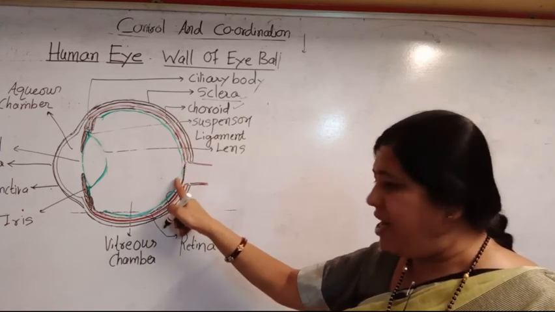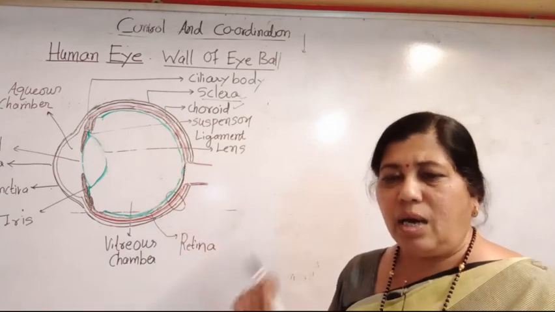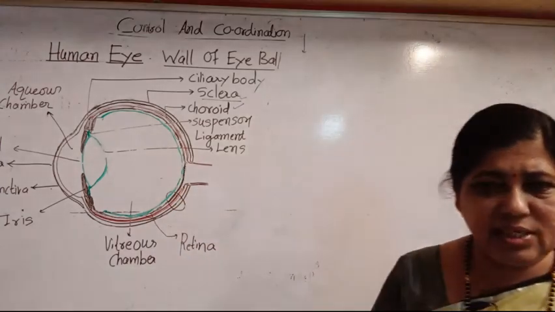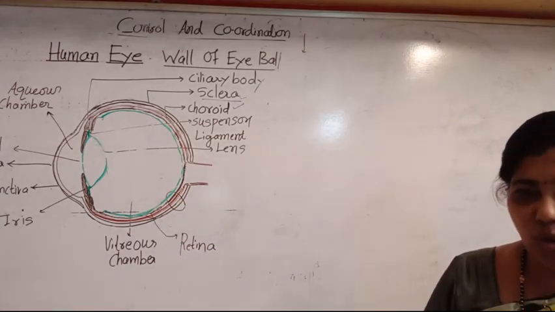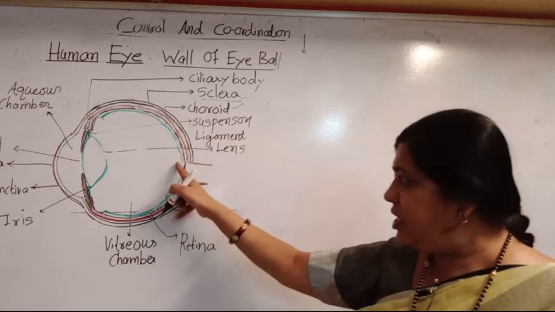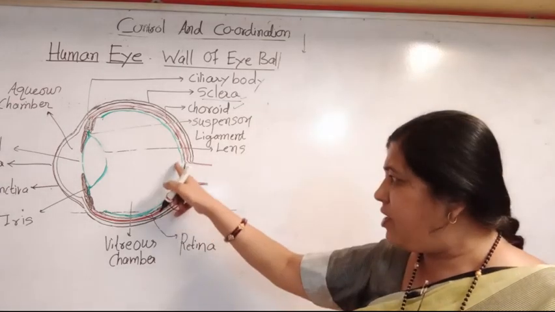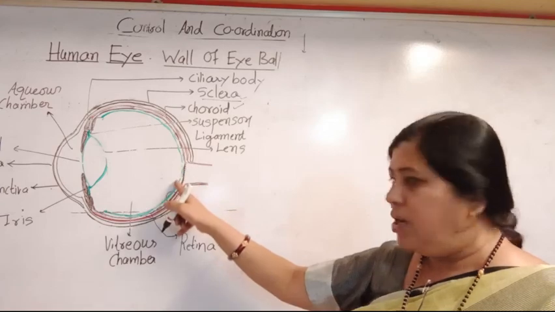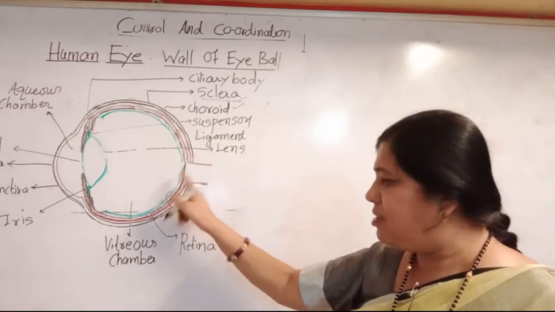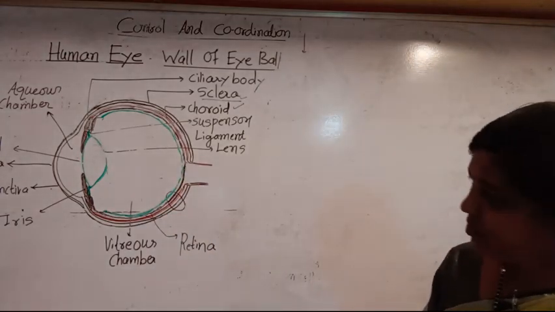So why is it called blind spot? Because here rod and cones are absent, and rod and cone cells are responsible for sensation of light. So here rod and cone cells are absent, so there is no sensation of light, there is no formation of image, so it is blind spot.